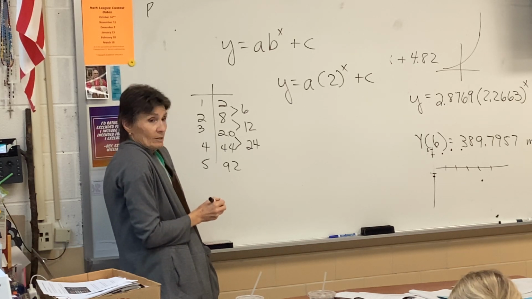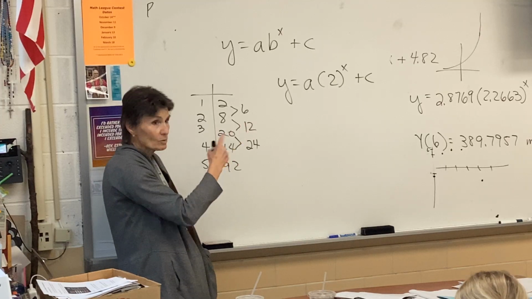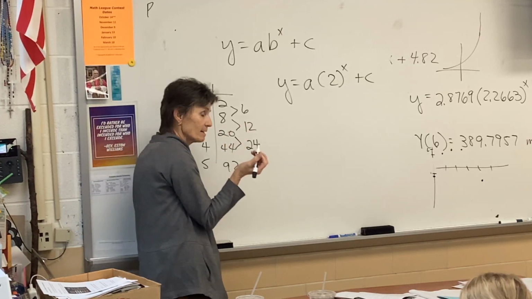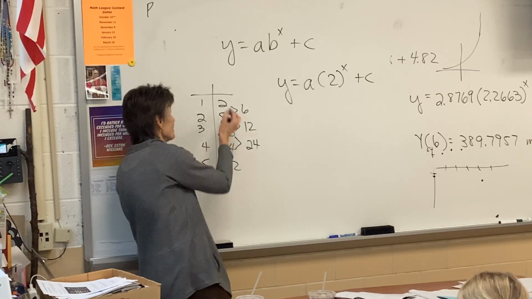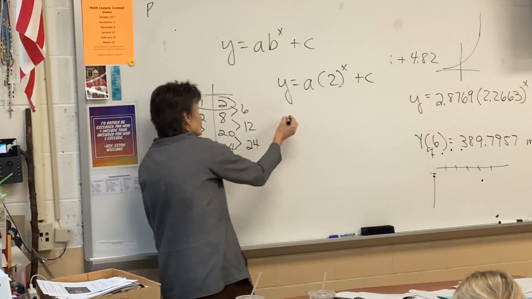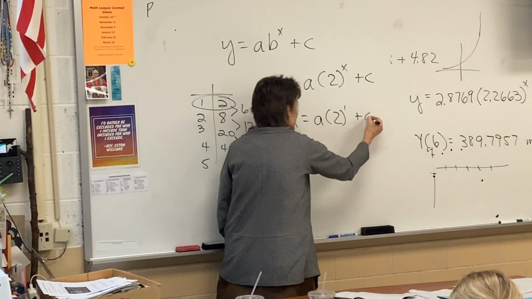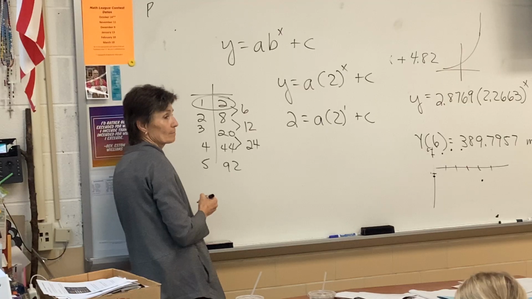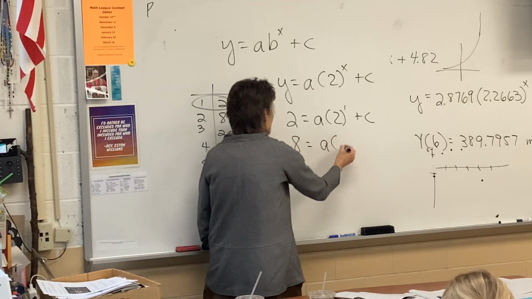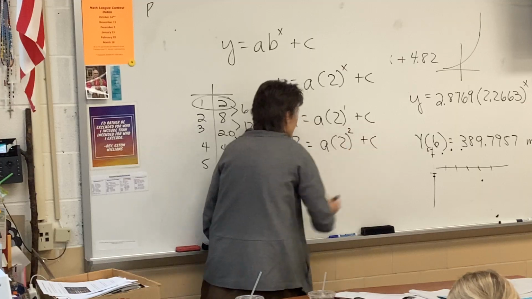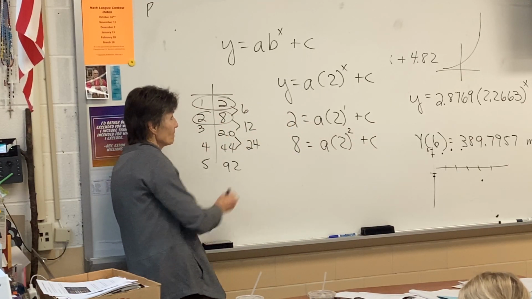Now, if you're really good and in tune, you might be able to just come up with those. I can't ever do that, so I have to do it with my algebra. So I'm going to take a point. 2 equals a times 2 to the first plus c. And 8 equals a times 2 to the second plus c. Putting in that point for x and y.